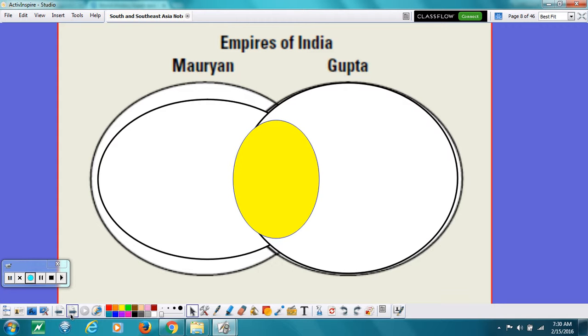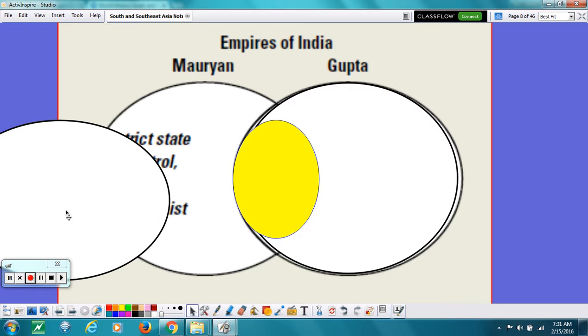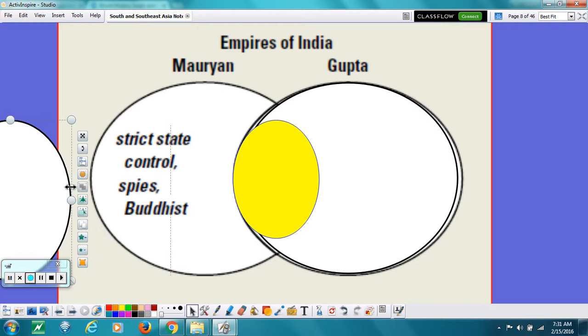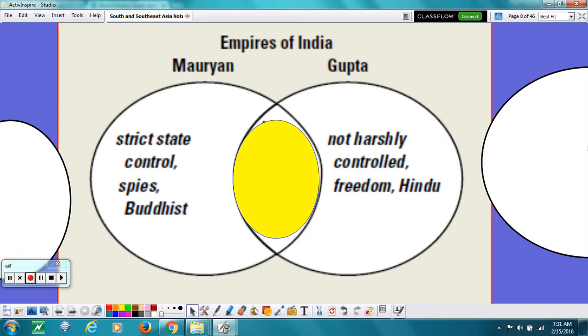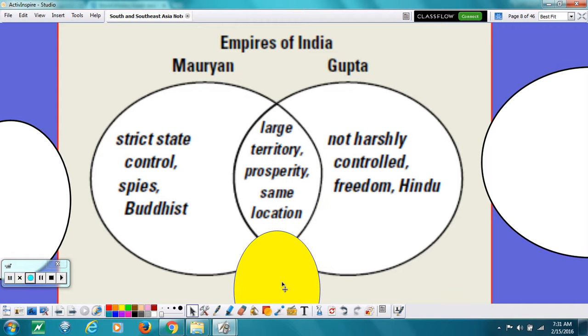All right, we're going to take a look at some similarities and differences between the Mauryan and the Gupta. We're going to start with some of the differences. When we talk about the Mauryans, they had strict state control, they had spies, and they were primarily Buddhist. Compared to the Gupta, they were not necessarily harshly controlled. They allowed for some freedom, and Hinduism was the primary religion. The things that are similar is that they both had large territory, prosperity, and were relatively located in the same locality.